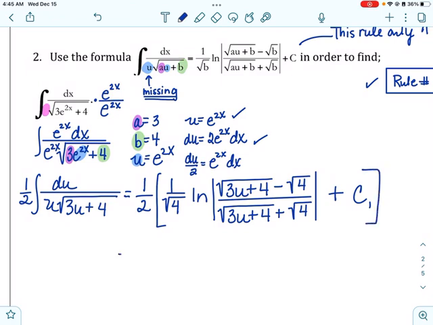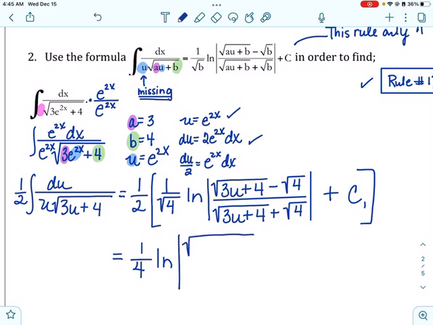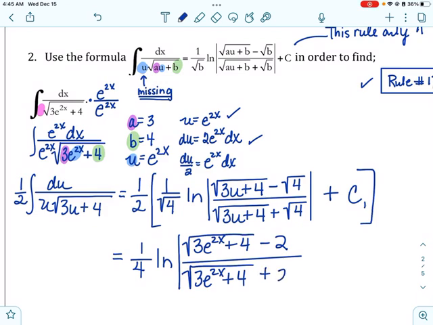Okay, so then we get 1/4, and we multiply, we get ln, the absolute value, and we substitute back in now for the numerator, the square root of 3e to the 2x plus 4 minus 2, and then that would be the square root of 3e to the 2x plus 4 plus 2. Put that in absolute value, and then plus the arbitrary constant c.